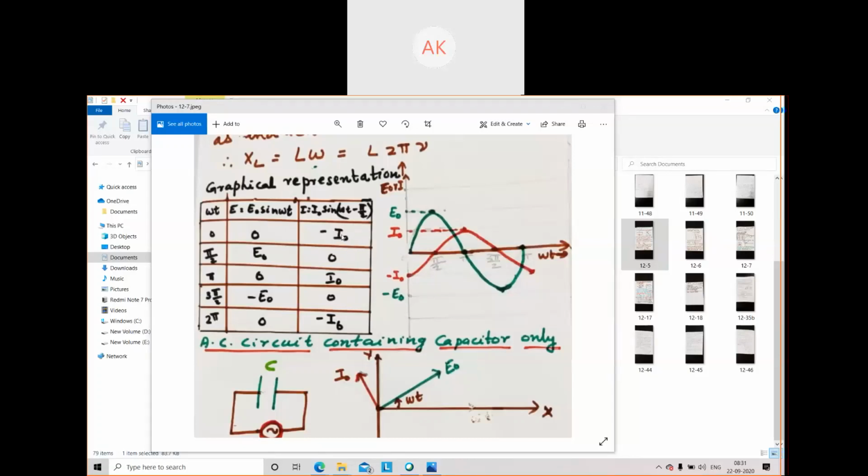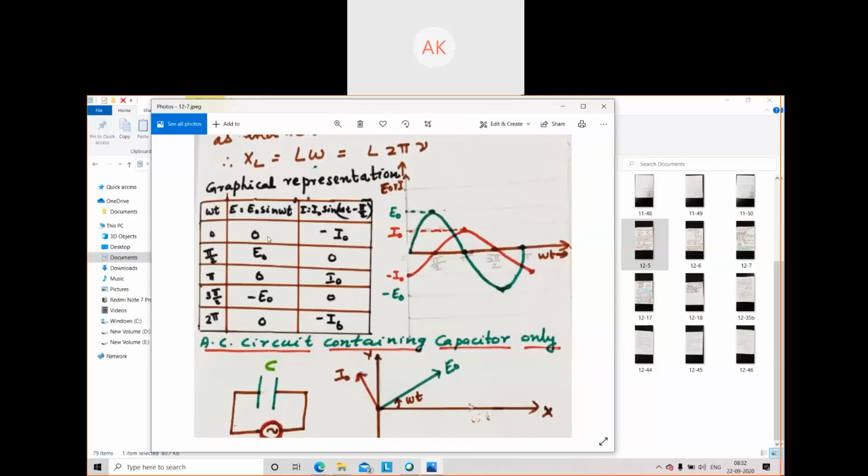First you give the value omega t equal to 0. Next case, omega t is pi by 2: pi by 2 minus pi by 2 is 0, and sin 0 is 0. Then for pi, pi minus pi by 2 is again pi by 2, so it takes the positive maximum value, I0. So, giving the values of omega t, first you write all the instantaneous EMF values, then all the instantaneous current values, and then you plot the graph.